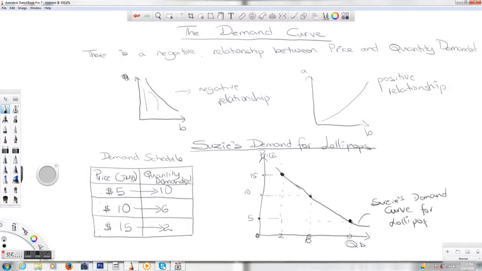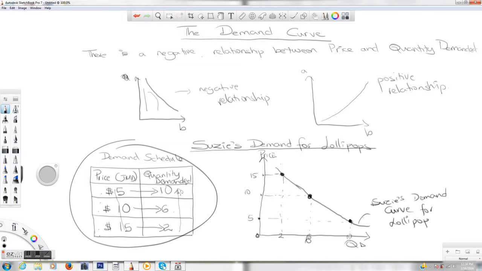And this is how we sketch a demand curve. From the schedule, we just plot on the axis, and the demand curve is downward sloping because of the negative relationship between price and QD. And if you take a look at the schedule, you can see that this schedule is also showing that relationship, because at a price of $5, she wants to buy 10, but as price increases to $10, she's only willing to buy 6, and if the price increases more to 15, then she's only willing to buy 2. And if it goes the other way, as price falls from 15 to 5, then Susie is willing to buy more, from 2 to 10.